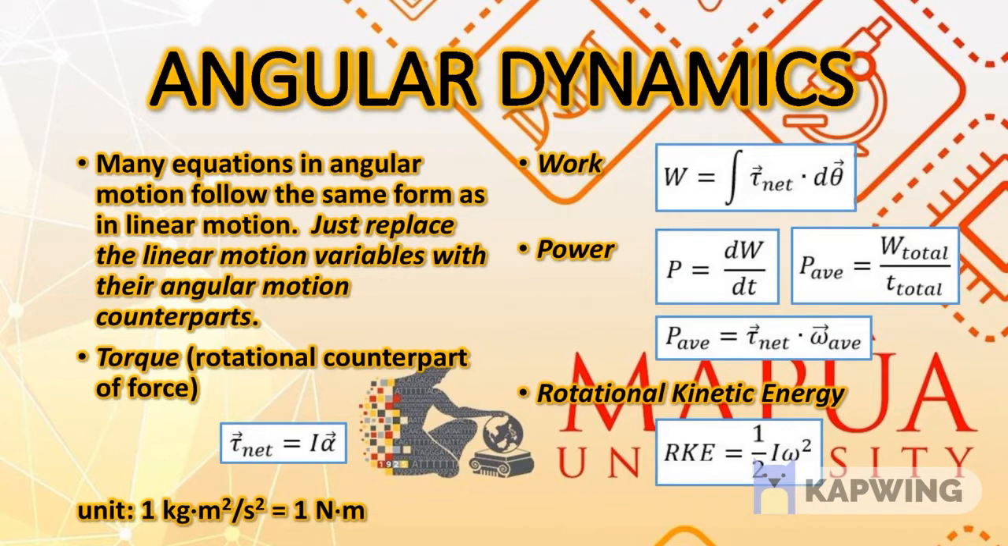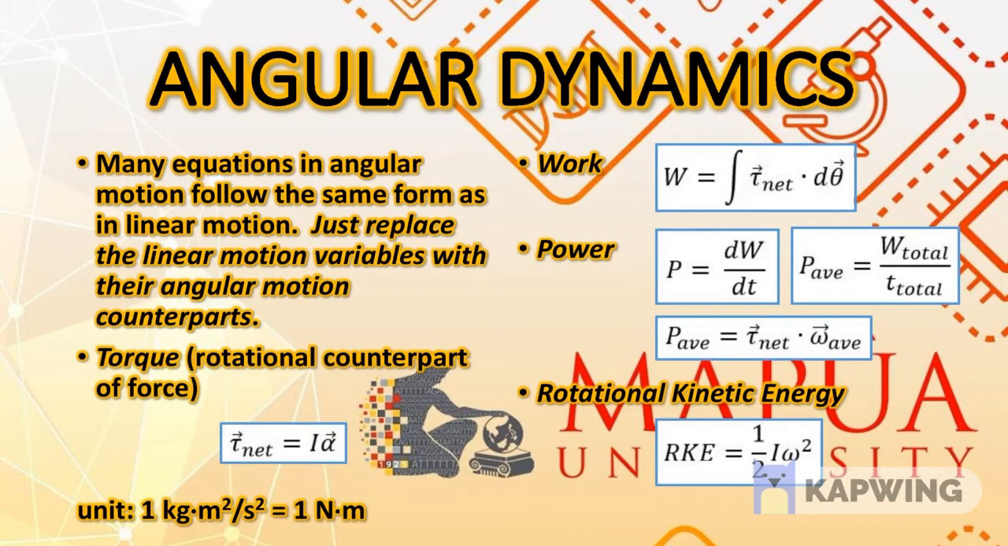For example, in kinematics, all you need to do is remember your linear motion kinematics, replace x with theta, v with omega, and a with alpha. You have your angular motion kinematics equations. The same can also be said with angular dynamics. All you need to do is just remember your equations for linear motion dynamics and just replace the variables with their angular motion counterparts.